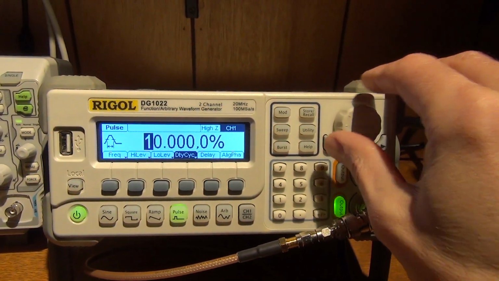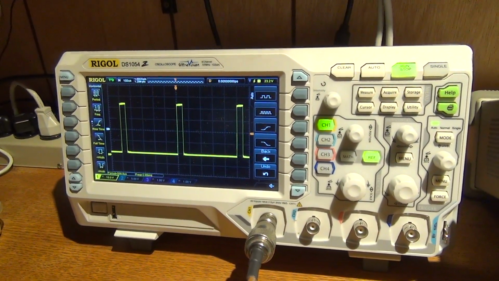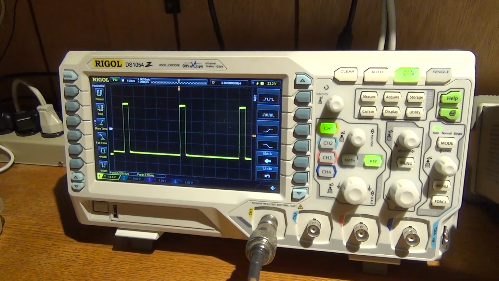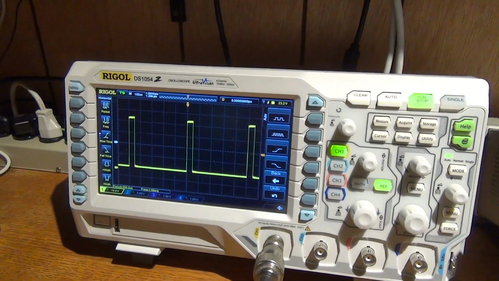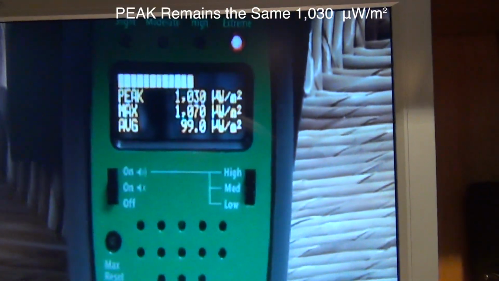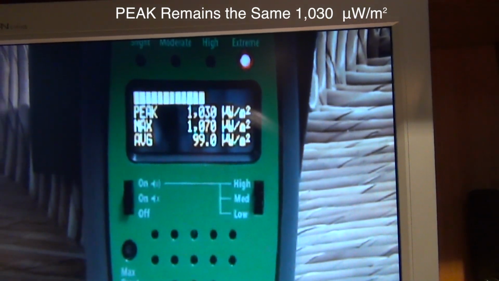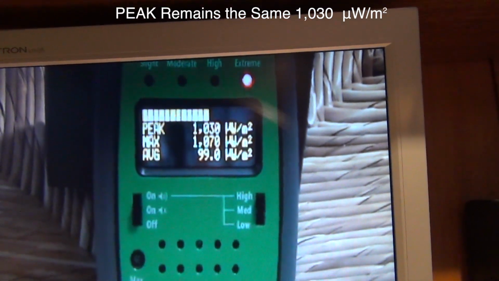Okay, now I will take us down to 10% duty cycle. So we can see that on the scope here, 10% of the time the signal's on, 90% of the time the signal is off. And if we look at the meter here, we're seeing 99 microwatts per square meter. Theoretically it should be 100, but it's 99.